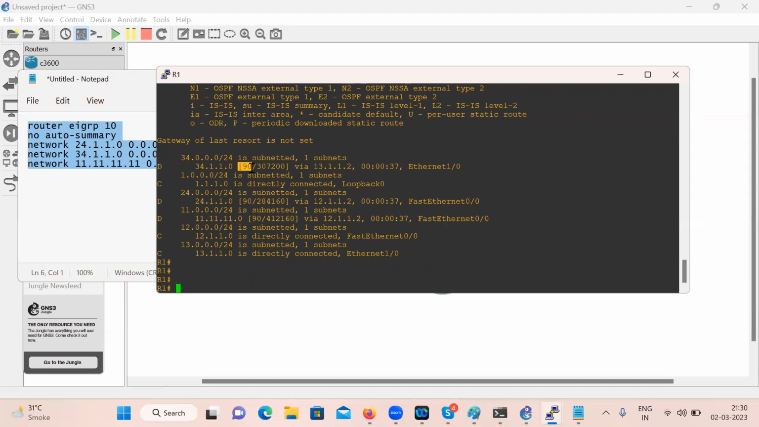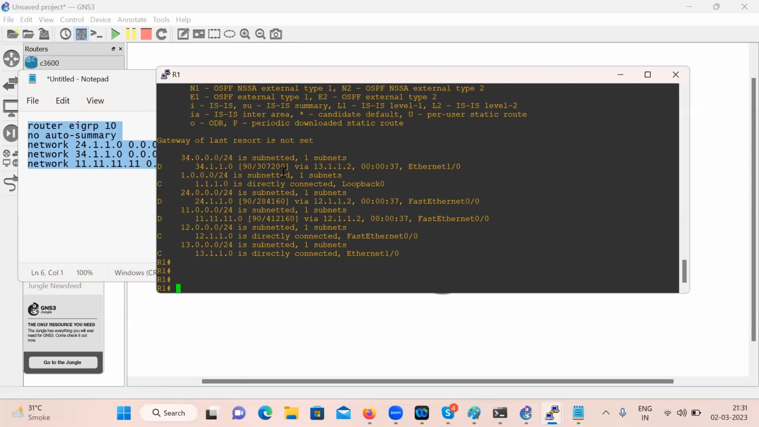90, what does it mean? It is an internal route. That means this network we have learned through EIGRP only. The second column is for your metric. Metric is bandwidth, load, delay, reliability, and MTU. Out of these 5 values, they will only select 2, and those are bandwidth and delay. For bandwidth and delay they use some calculation, and while using that calculation they came out with this value, which is 30,000 something.